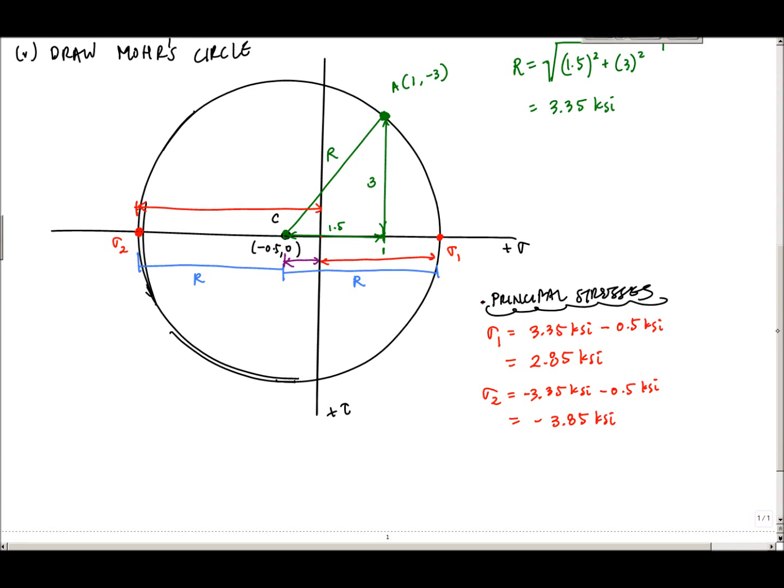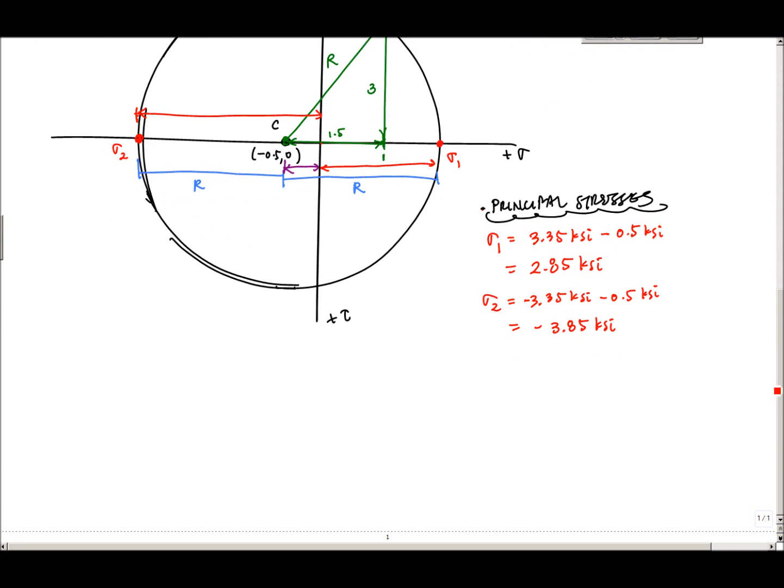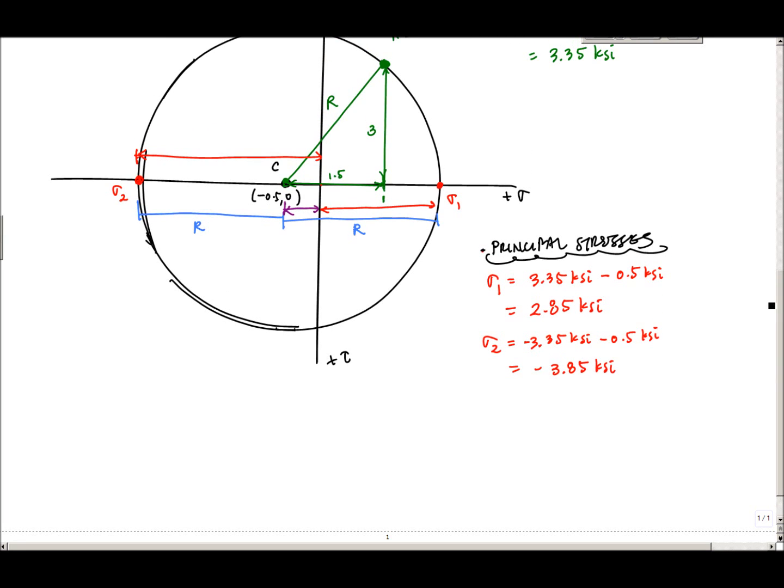Now what I need to do, if I have enough space over here, is draw the representative volume element. Now I want to draw the RVE for principal stresses. Drawing the RVE is nice because it's like being able to look at the whole answer in just one drawing.